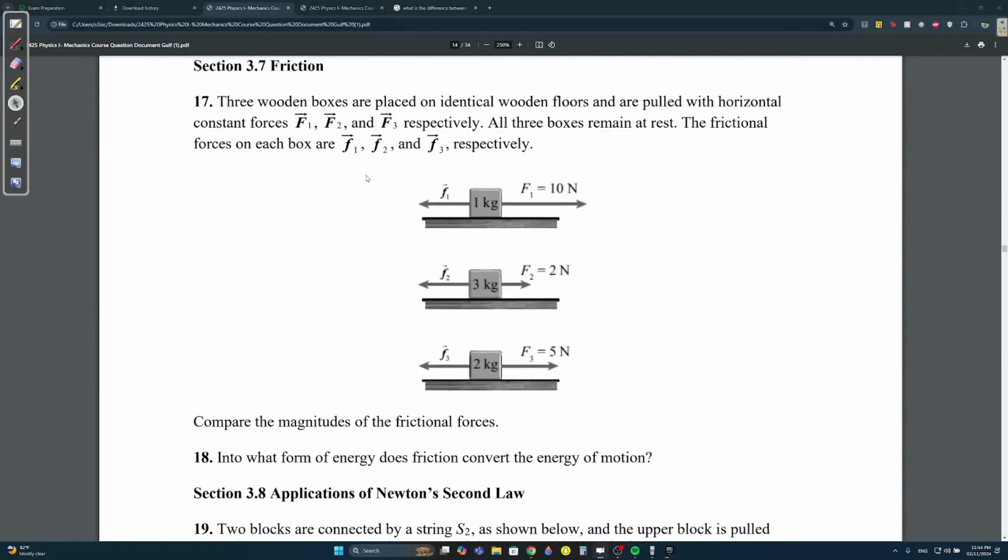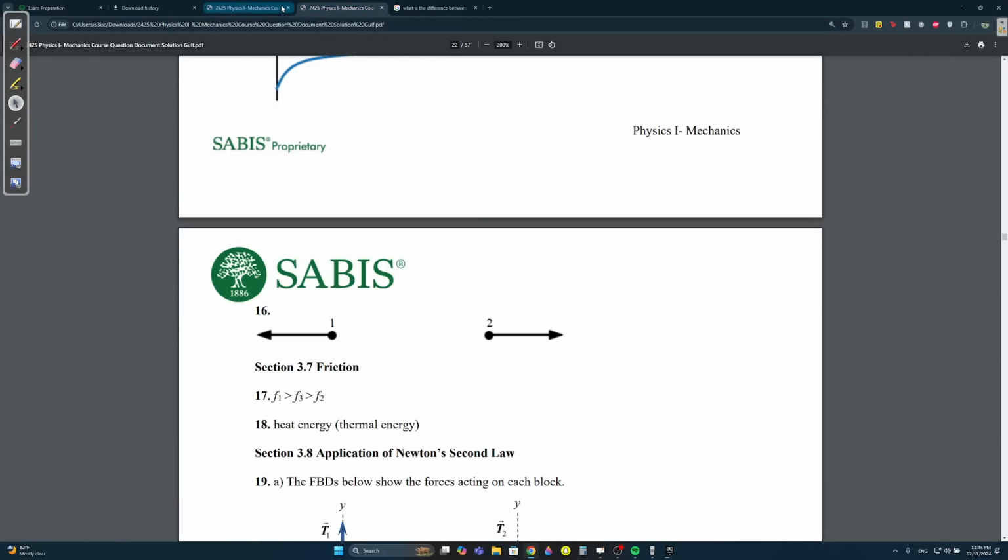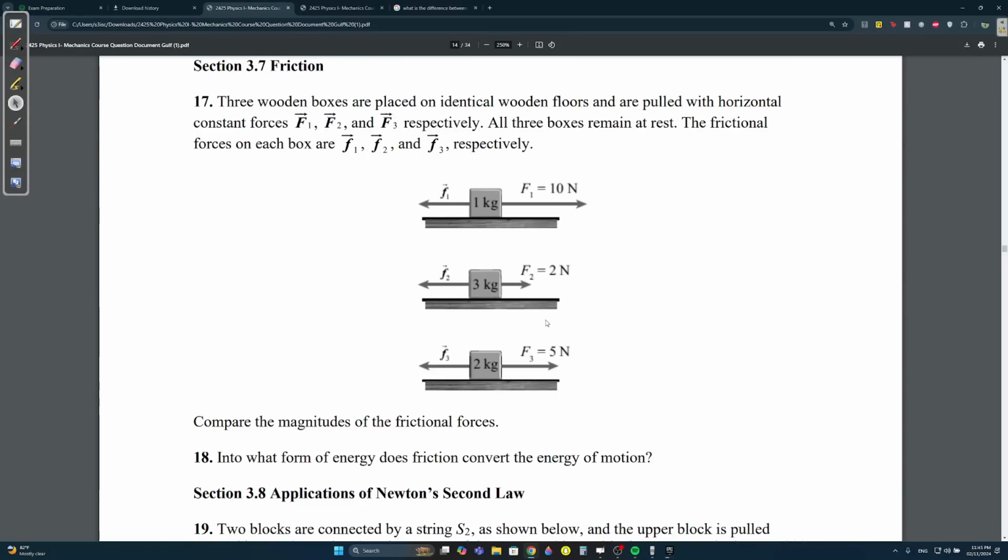I drew it wrong. 3 wooden boxes are placed on identical wooden floors and are pulled with horizontal constant forces F1, F2, and F3. All 3 boxes remain at rest. The friction forces on each box are f1, f2, and f3. Calculate the magnitude of the friction forces. Surely F2 will have the highest one. So, apparently F1 is the highest, F3 is the second, and F2 is the weakest, which I don't really get why.